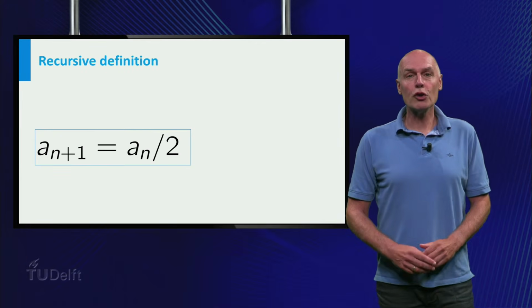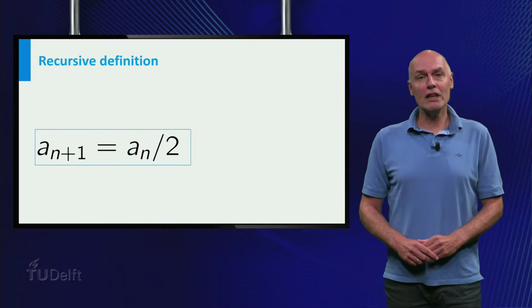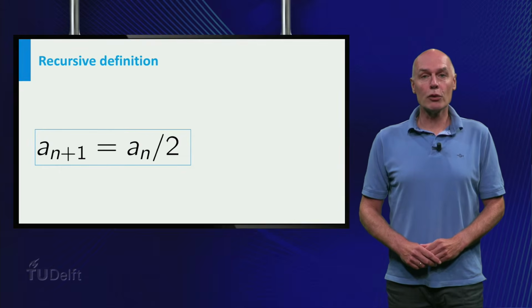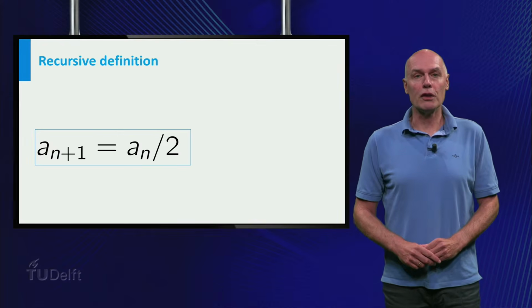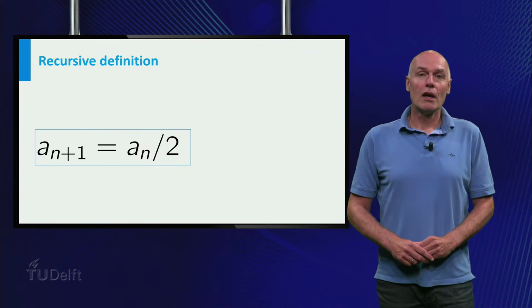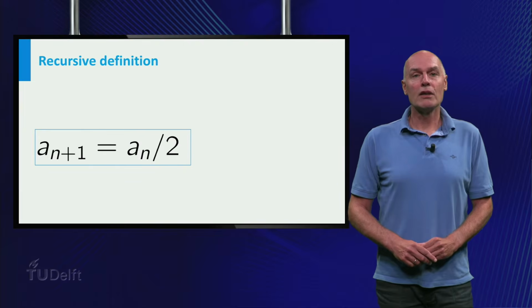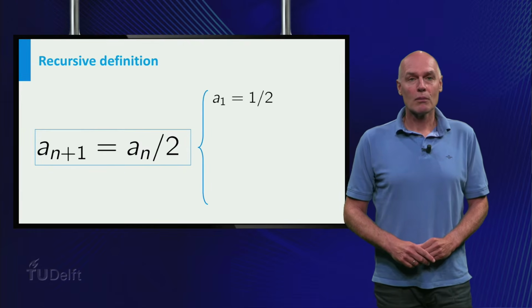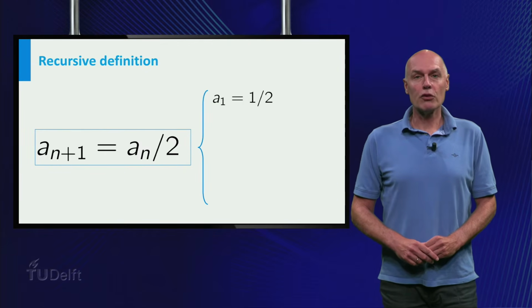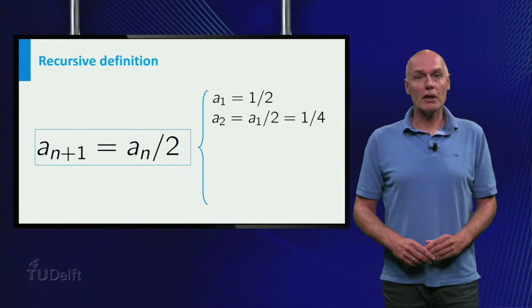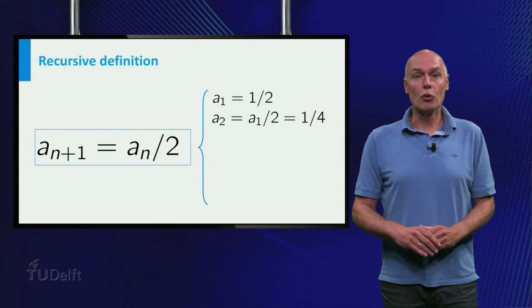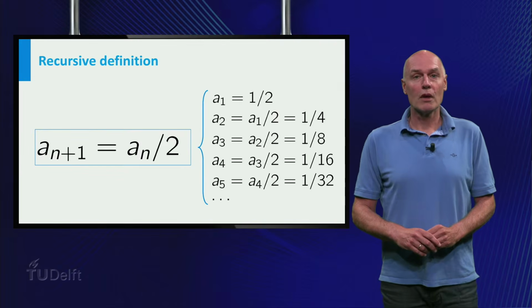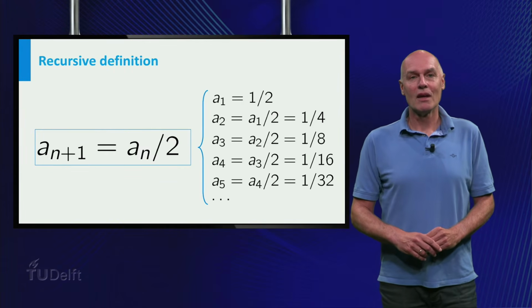If we know a certain term in this list, the next term is easily determined by dividing the current term by 2. This is called a recursive definition of the sequence. If we know the initial term, then the others easily follow. Here, the first term is 1/2, so the second term is obtained by dividing it by 2, giving 1 over 4. Again, dividing by 2 gives 1 over 8, etc.